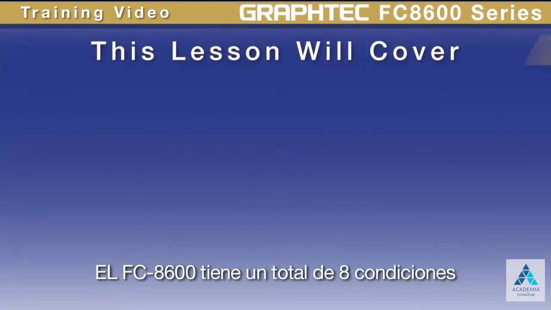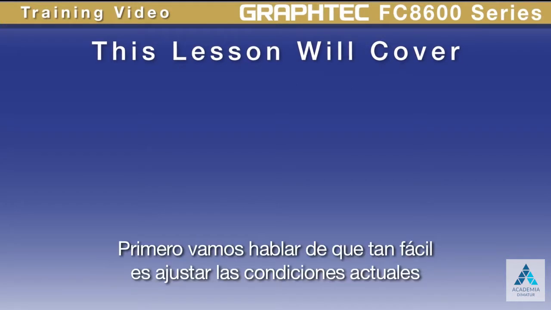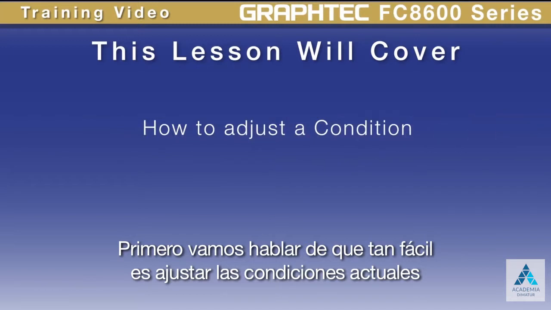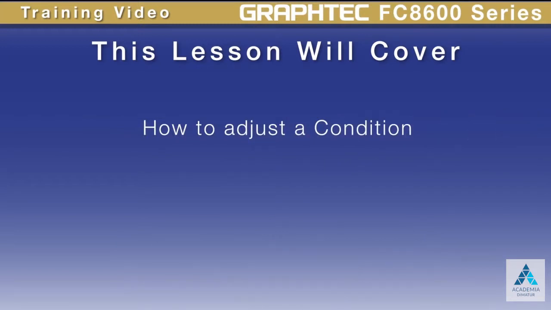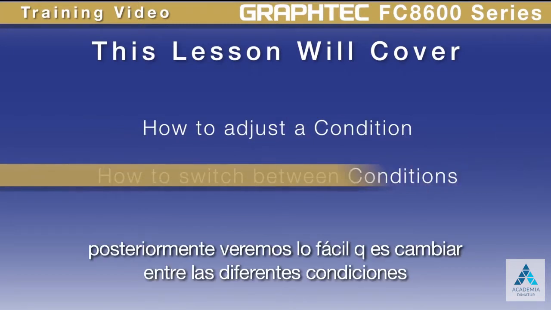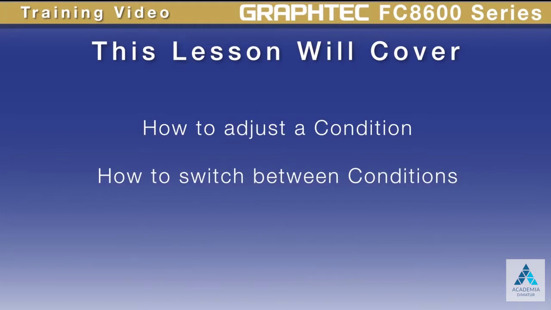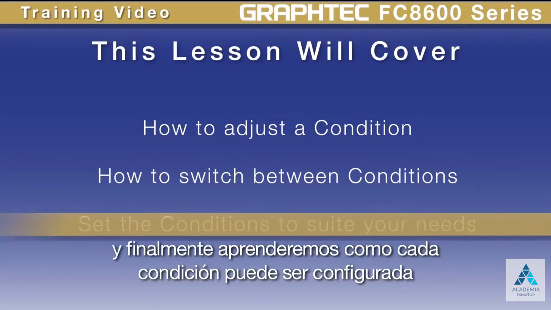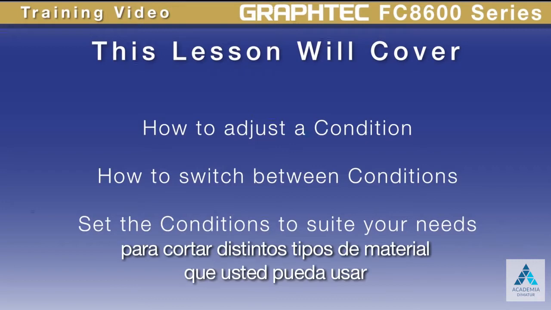The FC8600 has a total of 8 cutting conditions. What we will cover is first how to easily adjust the current condition. Then we'll cover how to easily switch between conditions. And finally, we'll show how each condition can be configured to cut the different types of media you may be using.